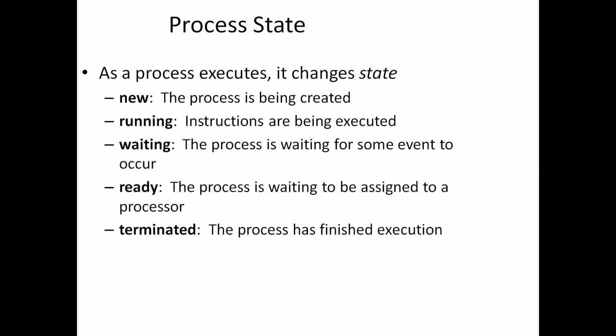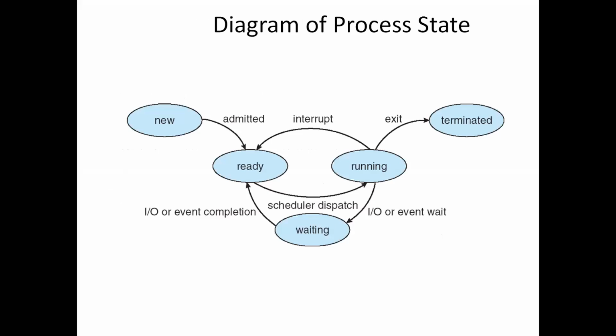As a process executes, it changes its state. A process will change from one state to another state. We have the different process states: new, running, waiting, ready, and terminated. When the process is executing, it will change from one state to other states. We can see here in the diagram. This is the process state diagram.